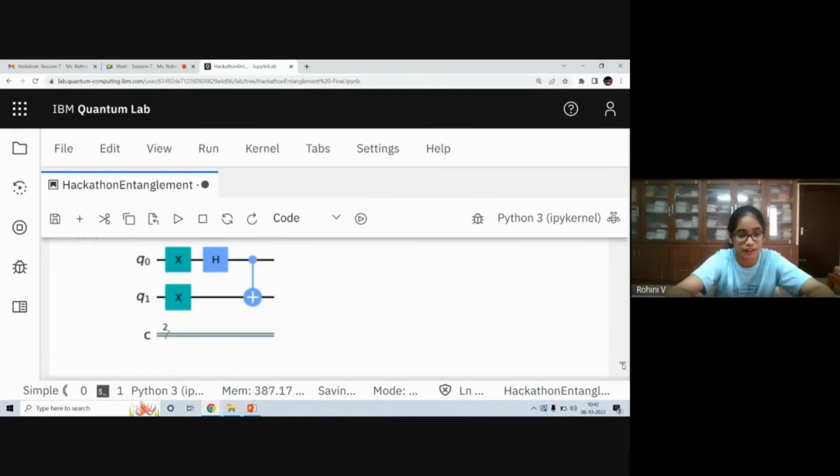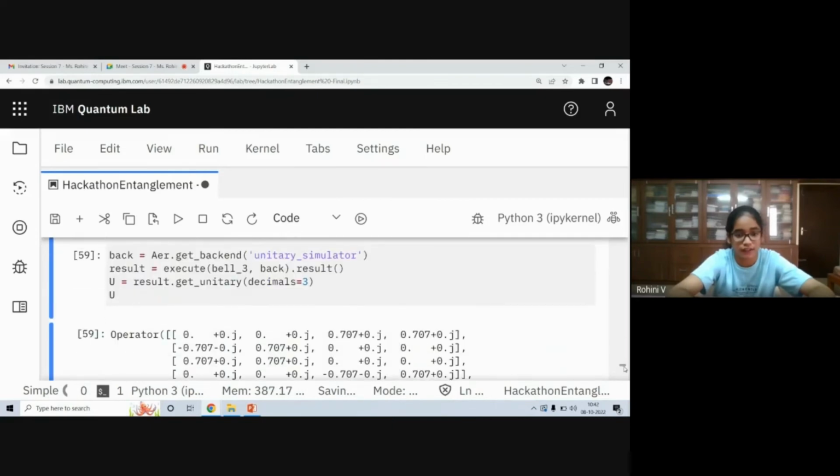This one's the circuit, and this is the code for the unitary representation, and we've got it. So this is more mathematical, but it's really useful. And while taking the examinations, I had to pay a lot of concentration to this one because there were quite a few questions regarding it.